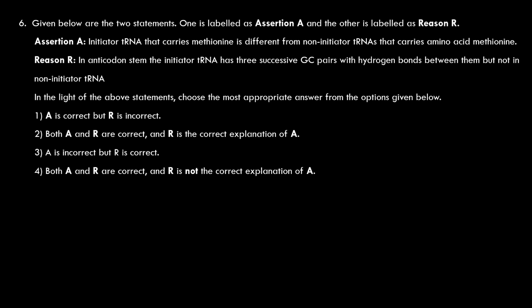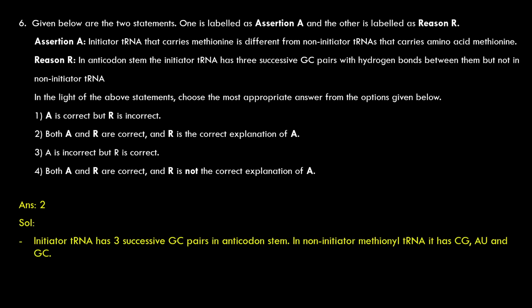In the anticodon stem, the initiated transfer RNA has 3 successive GC pairs with hydrogen bonds between them, but not in non-initiated transfer RNA. In non-initiated transfer RNA, there may be 1 GC pair, but not 3 successive GC pairs. This is the main difference because of which the initiator transfer RNA can occupy the P site of the ribosome. And P site and A site are distributed in both the larger subunit and smaller subunit. Right. Assertion is correct. Reason is also correct. The reason clearly explains the assertion. So A and R are correct, and R is the correct explanation of A.